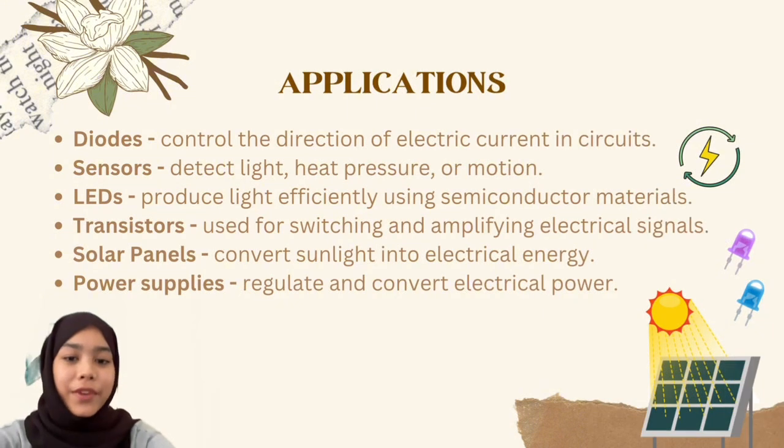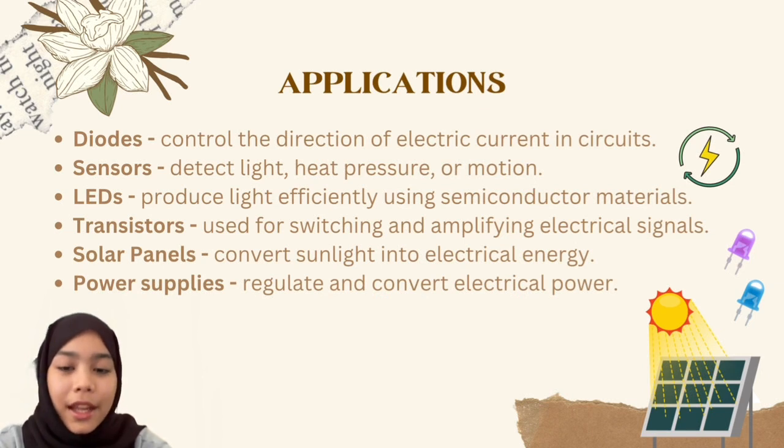So now let's move into their applications. One of them is diodes, to control the direction of electric current in circuits. Next is sensors, which detect light, heat, pressure, or motion. Next is LEDs, which produce light efficiently using semiconductor materials. Next is transistors, used for switching and amplifying electrical signals. The other one is solar panels, which convert sunlight into electrical energy. Lastly is power supplies, which regulate and convert electrical power.